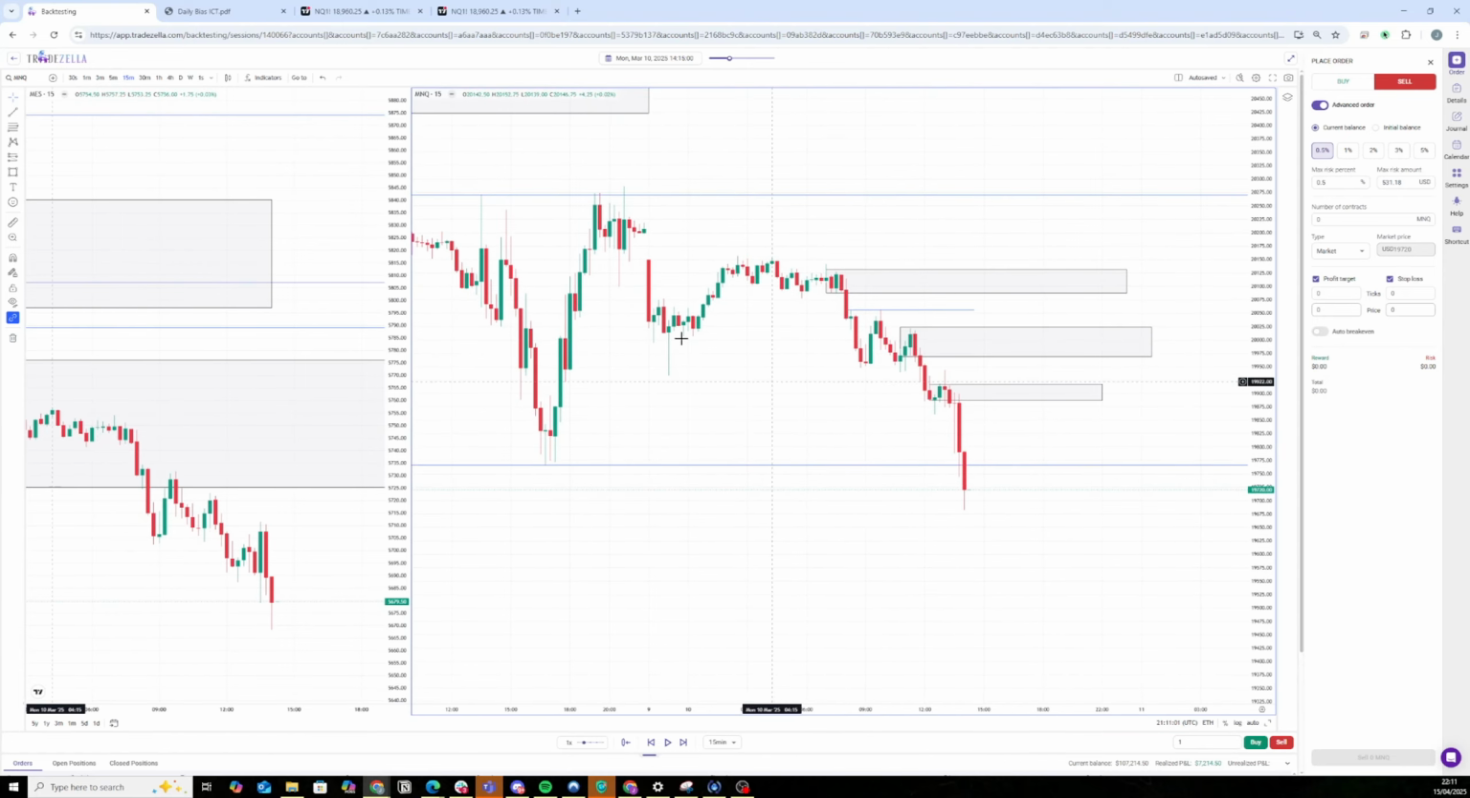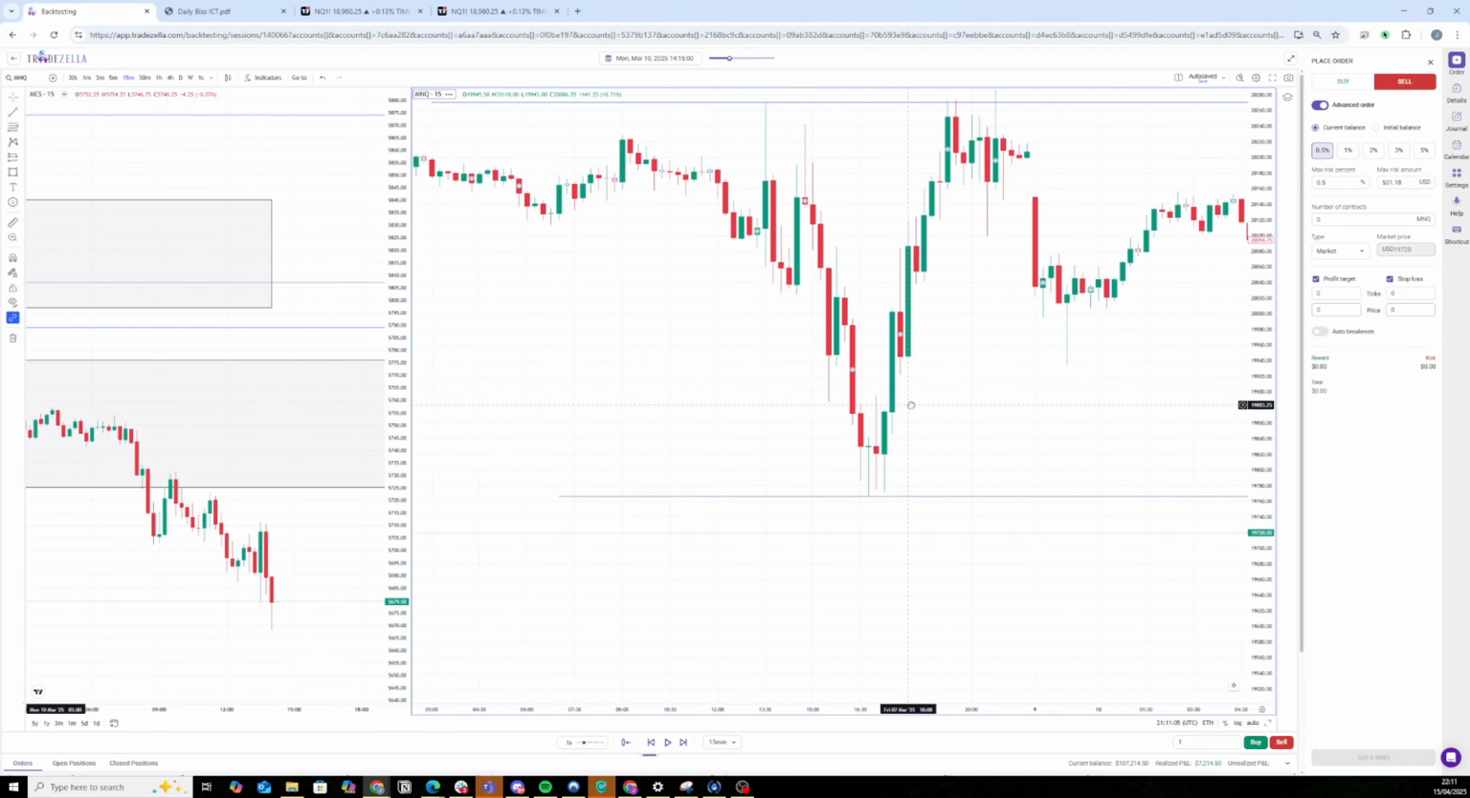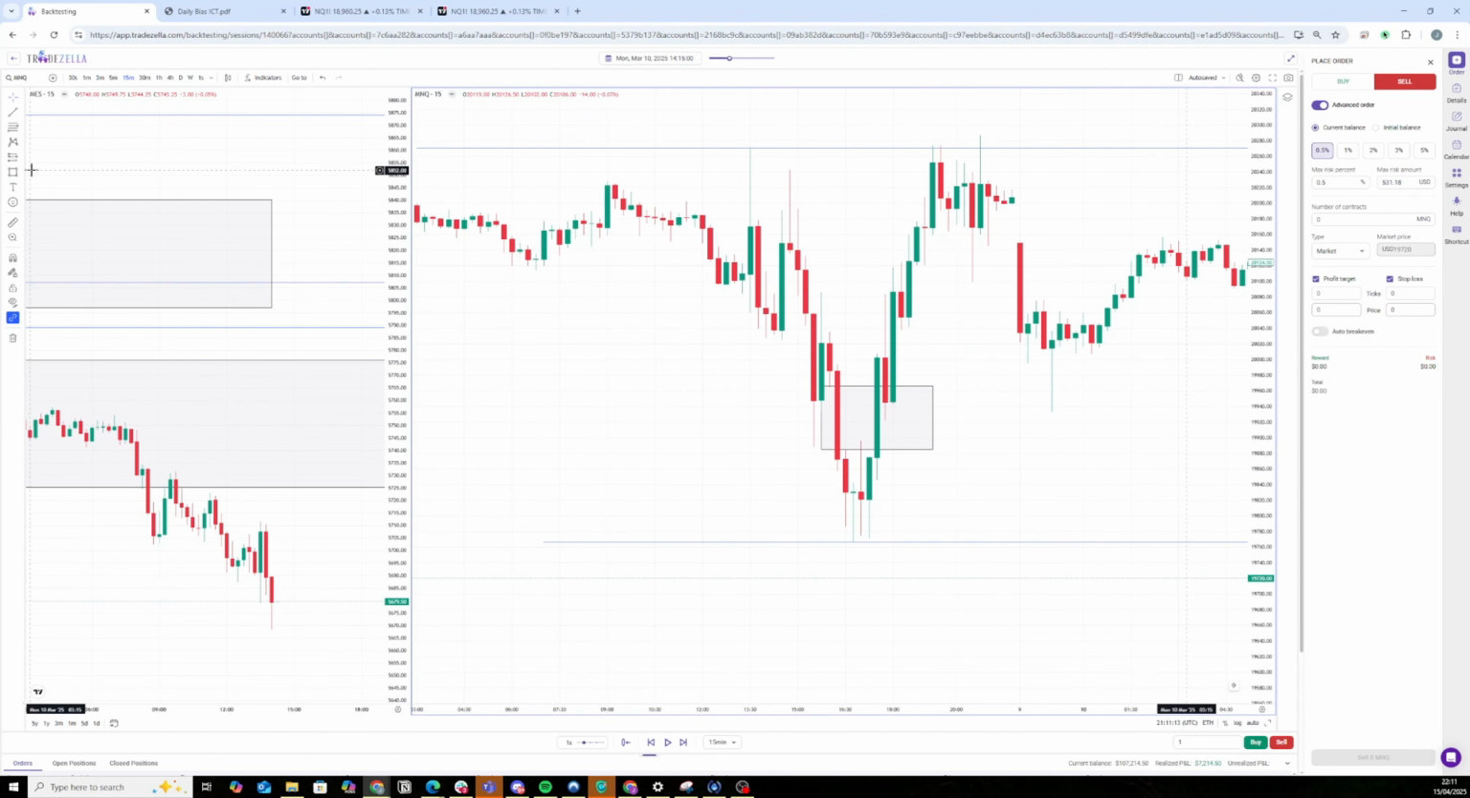Can you point out an inverse fair value gap? So an inverse fair value gap is the same, but price inverts it. So let's see this fair value gap here. That's a fair value gap, but instead of it getting respected, price inverts it. So then you can use that fair value gap to buy off instead, like so. See?